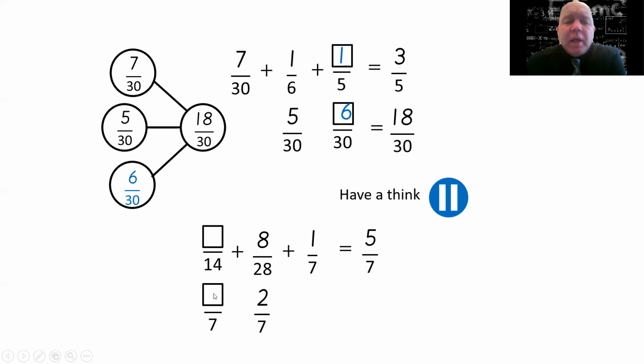So we've got something plus 2 plus 1 equals 5. What's our missing number? Well, the missing number is 2. 2 plus 2 plus 1 is 5. But remember, this is now in sevens, and we need it in 14ths. So we're going to double the 7 to get 14. We're going to double the 2 to get a missing number of 4.